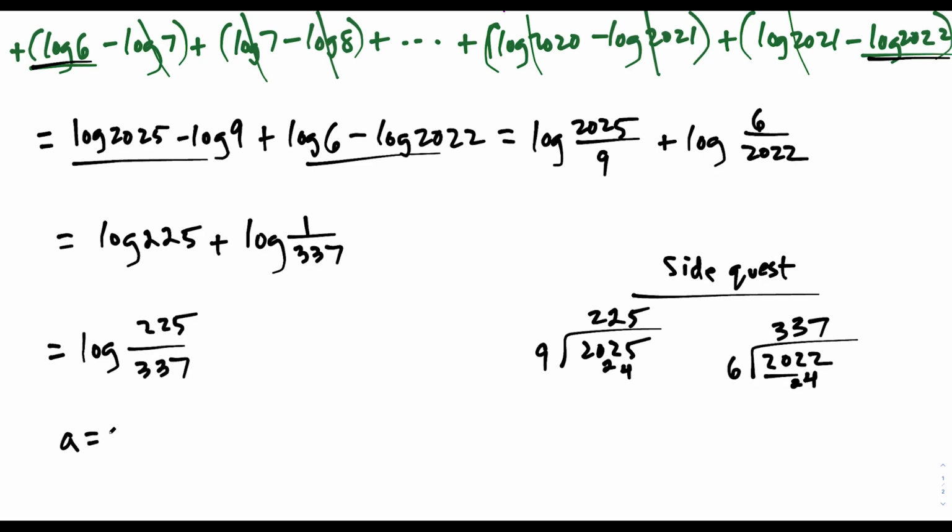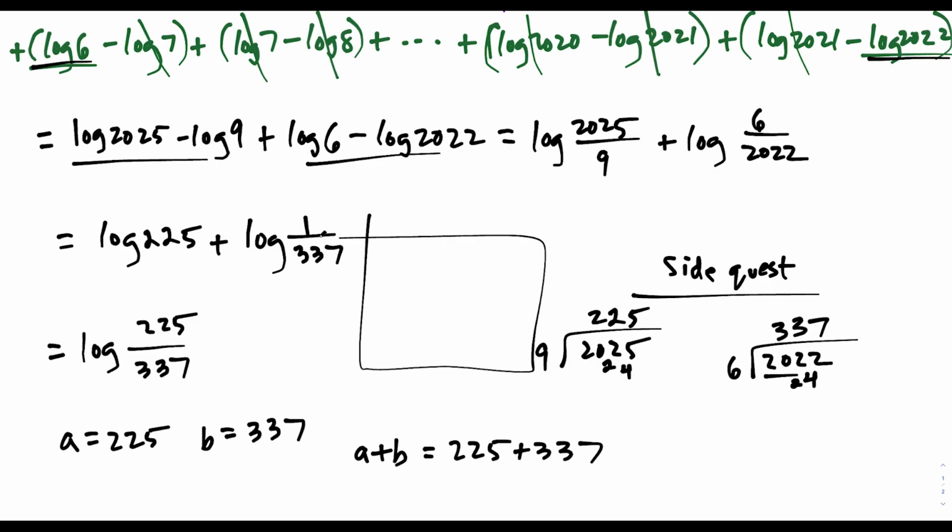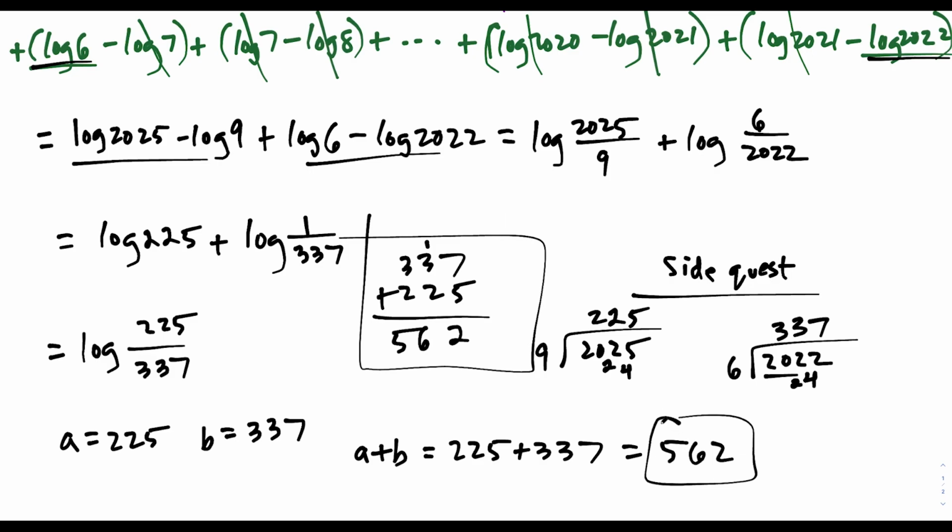So this will tell us a is equal to 225. B is equal to 337. So if I want to find what is a plus b, that's just going to be 225 plus 337. And I'll do one more side quest. I'll just write this over here. If we do 337 plus 225, we'll just do the addition. That's 12, carry the 1, 6, and 5. This is going to work out to 562. So that is the value of a plus b.